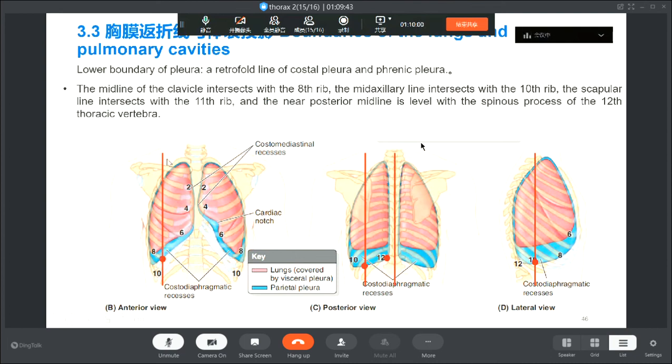Okay, so we can see this part shows the lung, the block region, and the blue line, the blue region shows the pleural cavity.